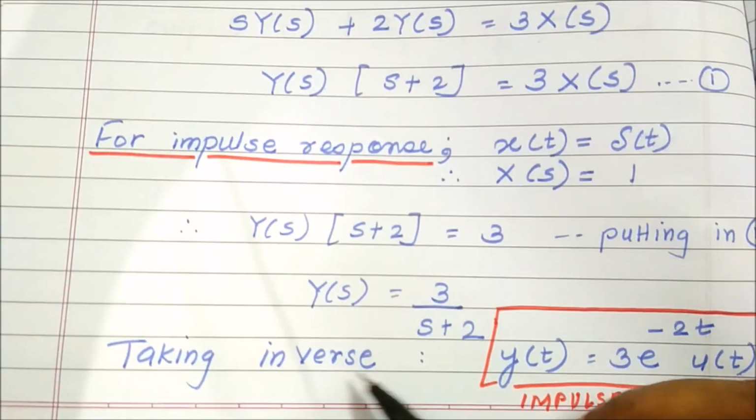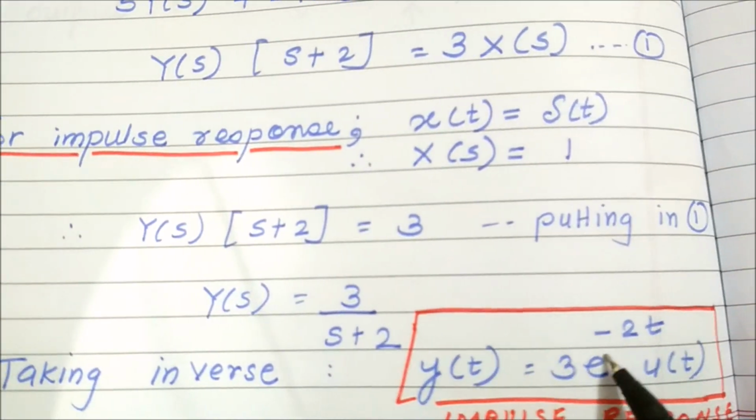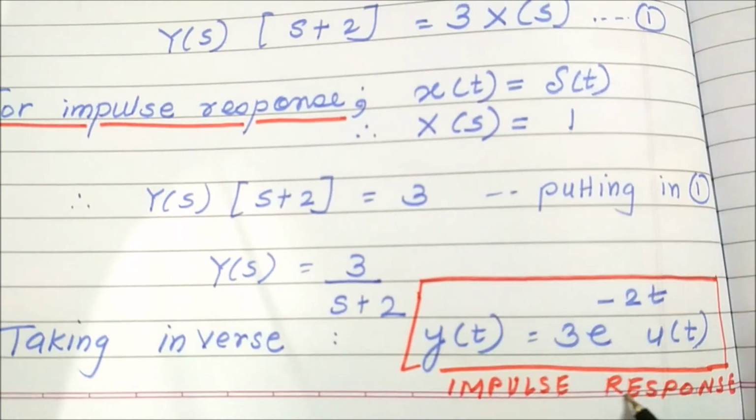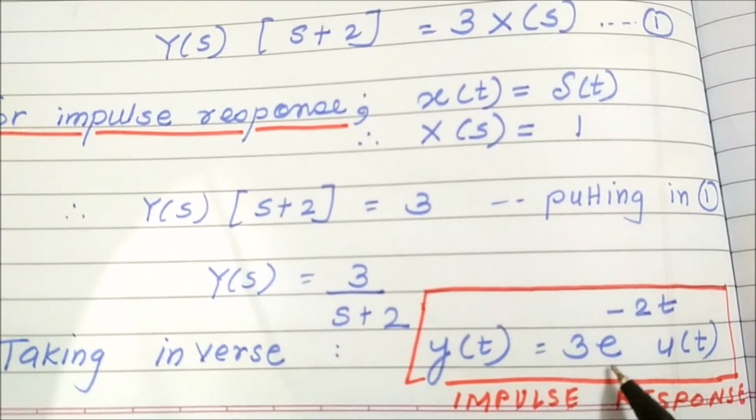Find Y(s), take inverse Laplace and you will get y(t). So inverse of 3 upon s plus 2 is what? 3 into e raised to minus 2t u(t). So this is the impulse response. Okay, so this is impulse response. We have solved one part of the question.